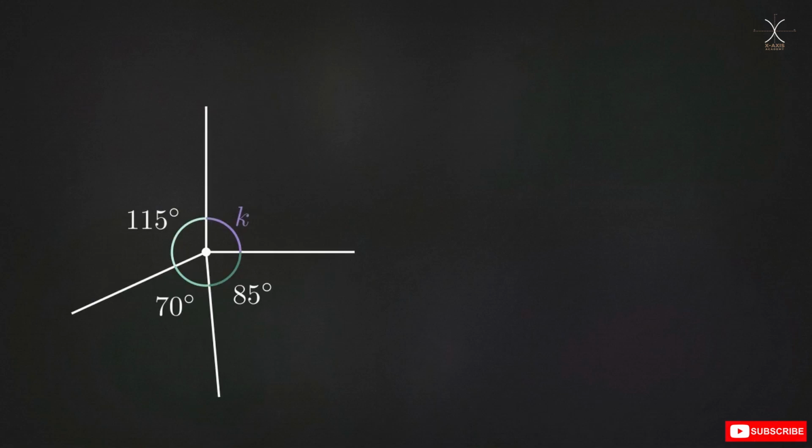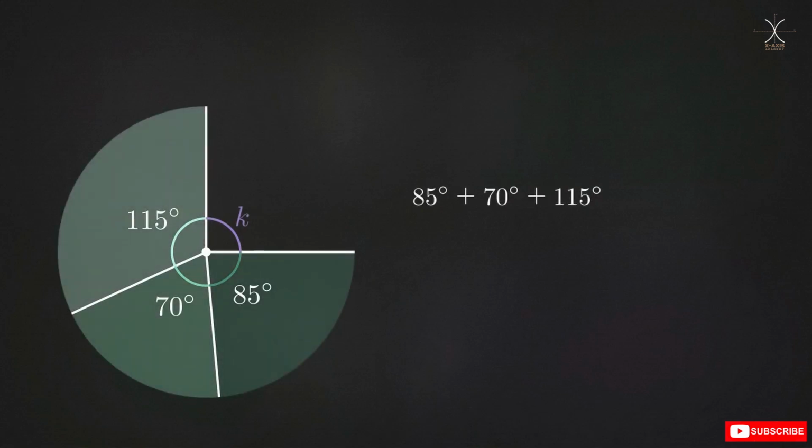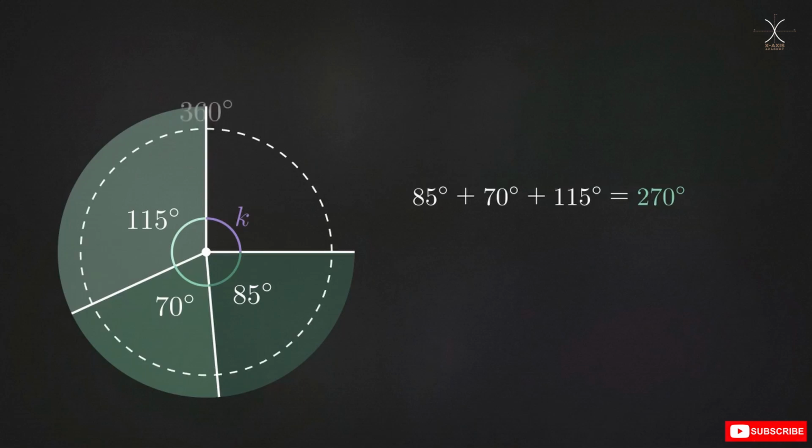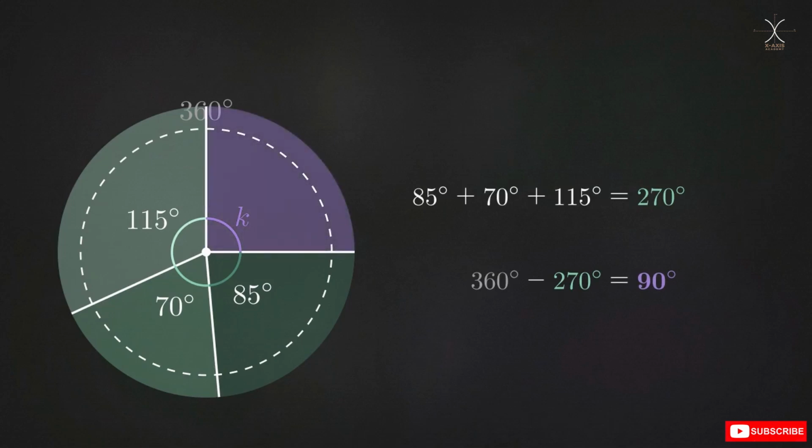First, we add the 3 known slices together to see how much of the rotation is already accounted for. Adding 85, 70, and 115 gives us a total of 270 degrees. Since the entire space around this node must equal 360 degrees, we simply subtract that 270 from our 360-degree baseline. That leaves us with exactly 90 degrees to complete the physical space. Our missing angle, k, is precisely 90 degrees.